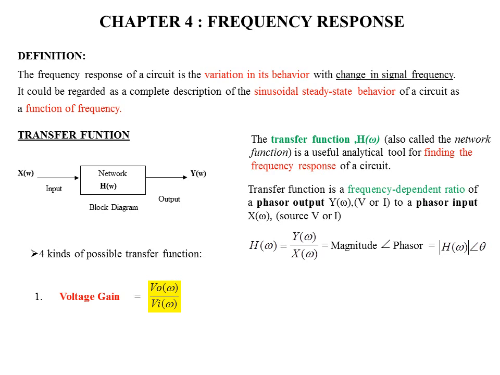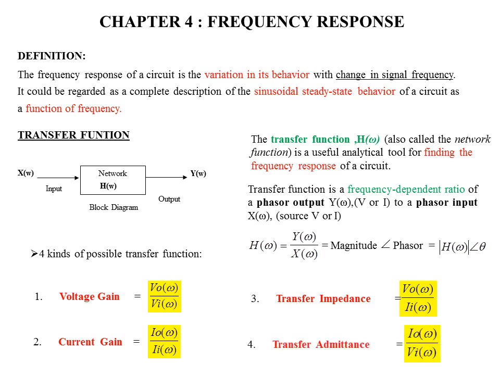The first one is the voltage gain, voltage of the output over voltage of the input. Then current gain, I output over I input. Transfer impedance, which is voltage of the output over I input, and transfer admittance, which is I output over V input.